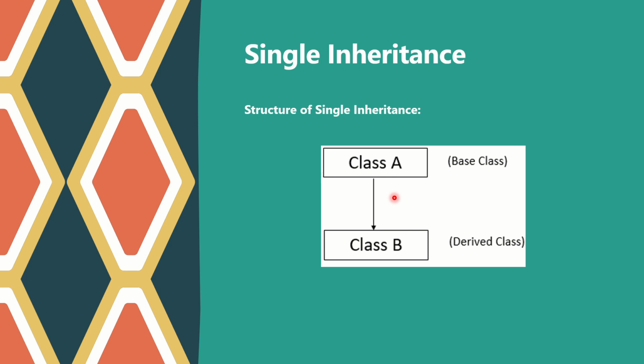Single inheritance is where you will have one base class and one derived class, where there will be a derived class which will be derived from one base class. Okay, this is known as single inheritance. There's only one of each of them.